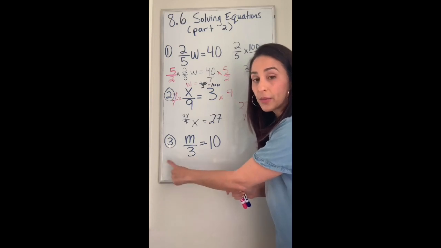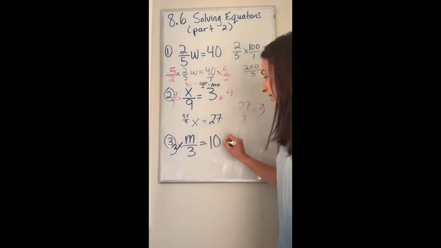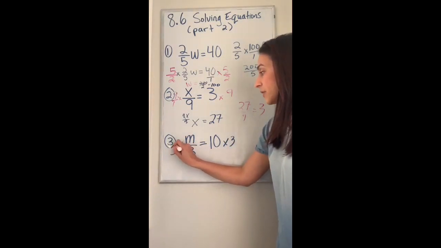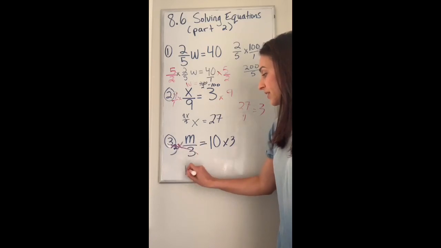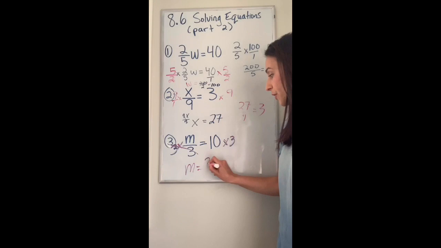I'm going to multiply 3 on both sides. So I'm going to do times 3 on this side and times 3 on this side. Okay? So when I do times 3 on this side, I'm canceling out the 3's and leaving m by itself. And 10 times 3 is 30.